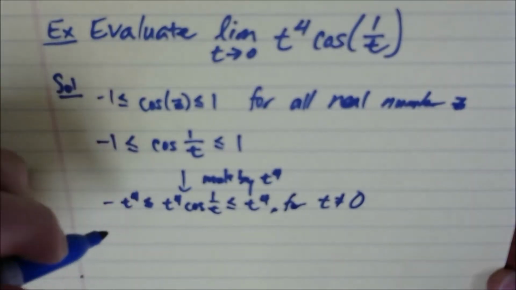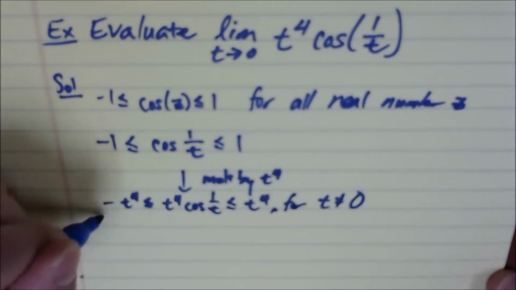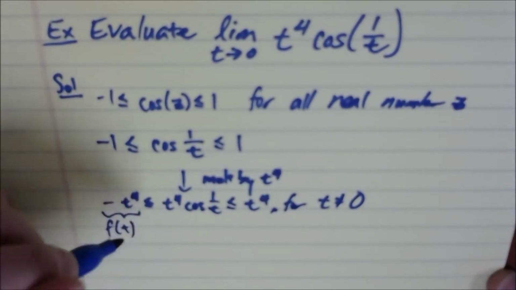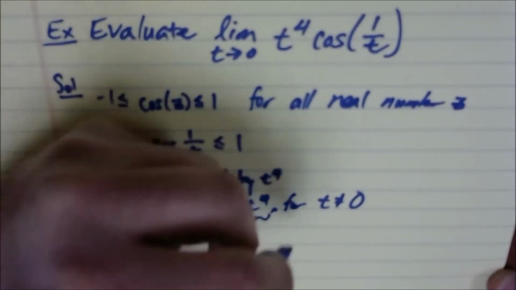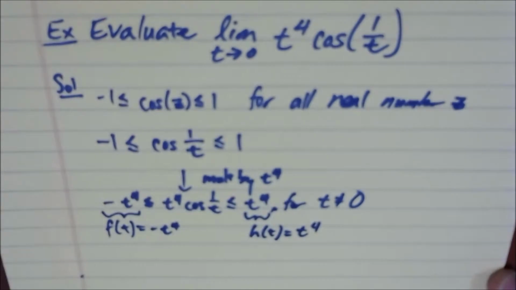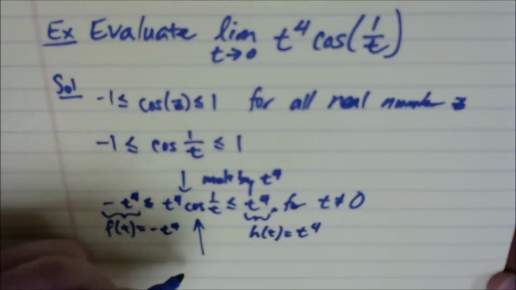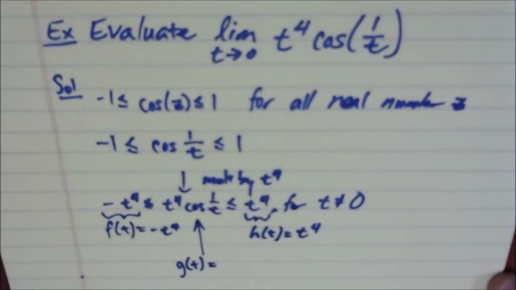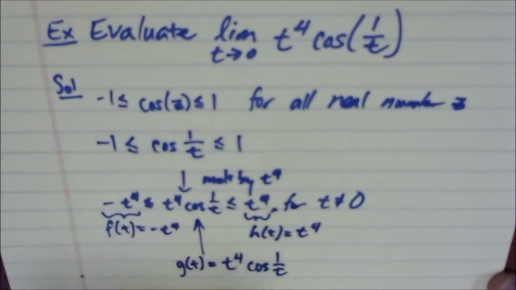And so with the way that the squeeze theorem goes, I'm actually going to now take this thing here and call this f of t, take t to the fourth right there, and that will be called h of t. So h of t will be positive t to the fourth, f of t will be negative t to the fourth, and that squeezed in function in the middle is going to be g of t. So g of t is t to the fourth times cosine of 1 over t. Alright, so that's one fact that we needed.